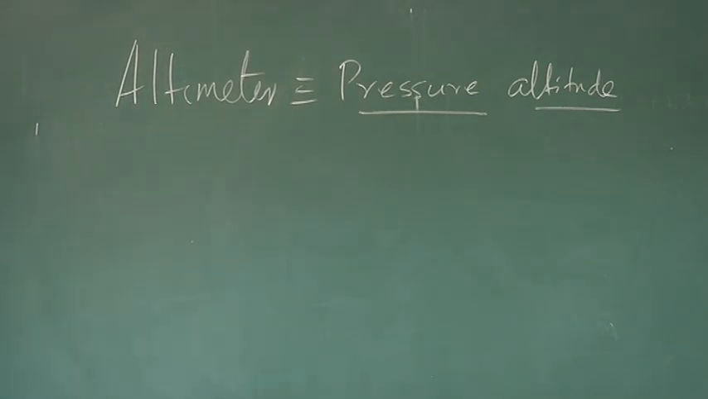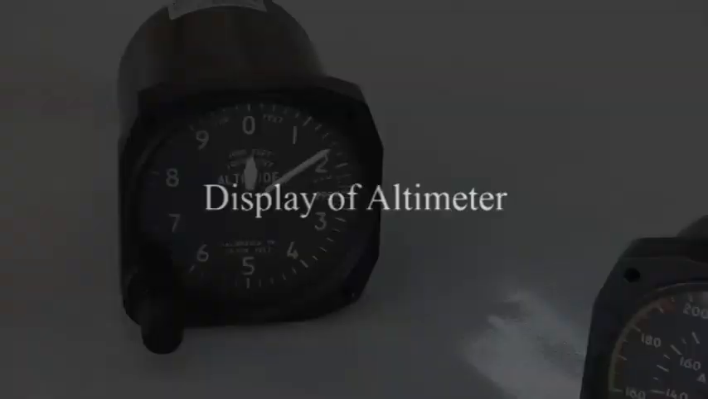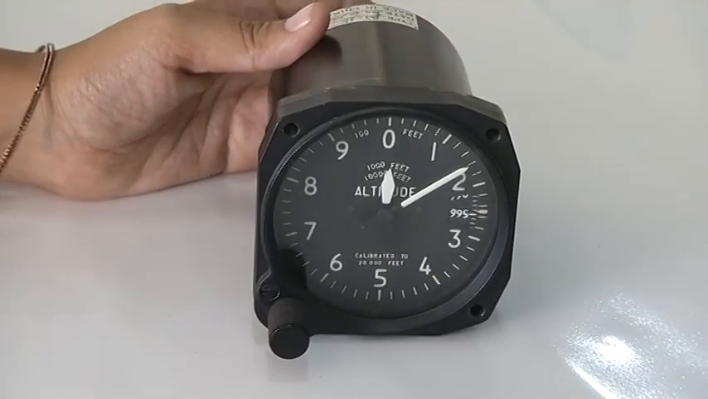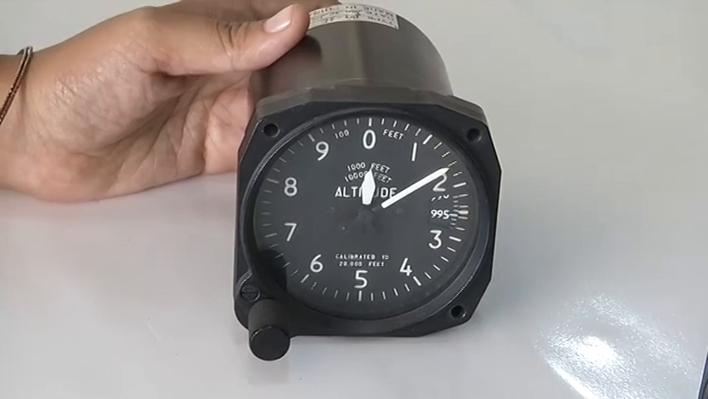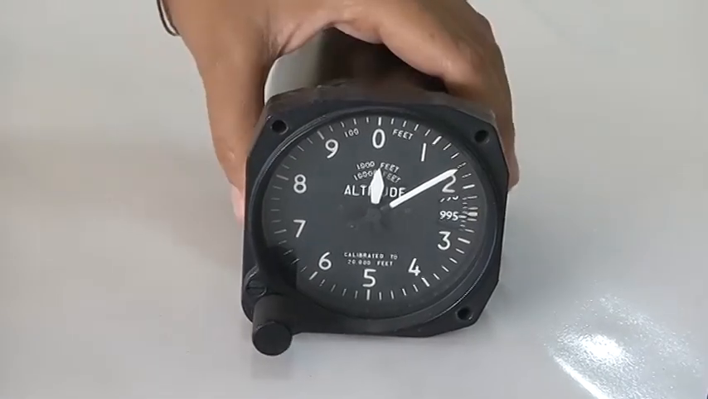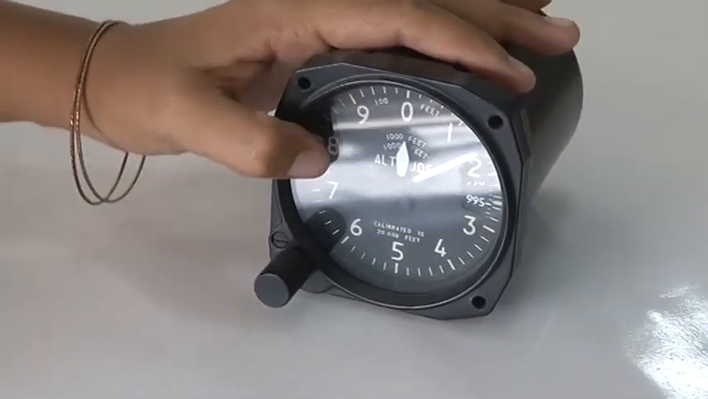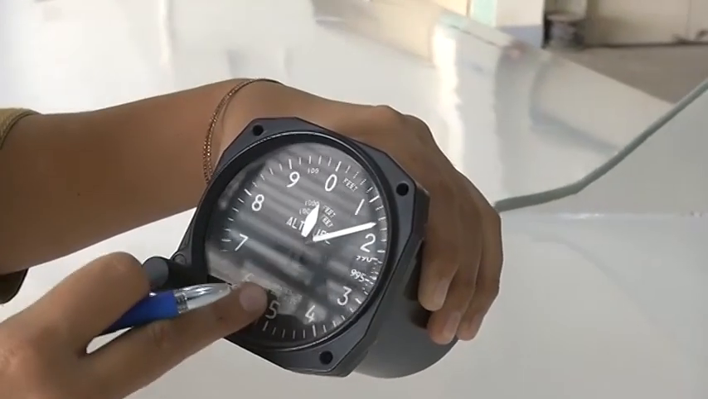They are calibrated like that, okay? Altimeter is the instrument which tells us the height above the sea level. So here you can see this is an altimeter, this gauge is calibrated in feet, and this is calibrated up to 20,000 feet.